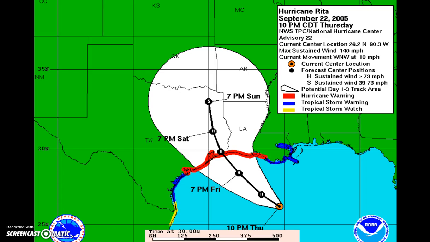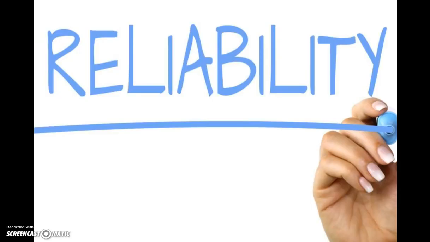Here we see an estimate, a prediction, of where a hurricane is going to hit by the location and by the hour. It would be more precise if we were able to say exactly where, within feet or yards, and the exact time within minutes.